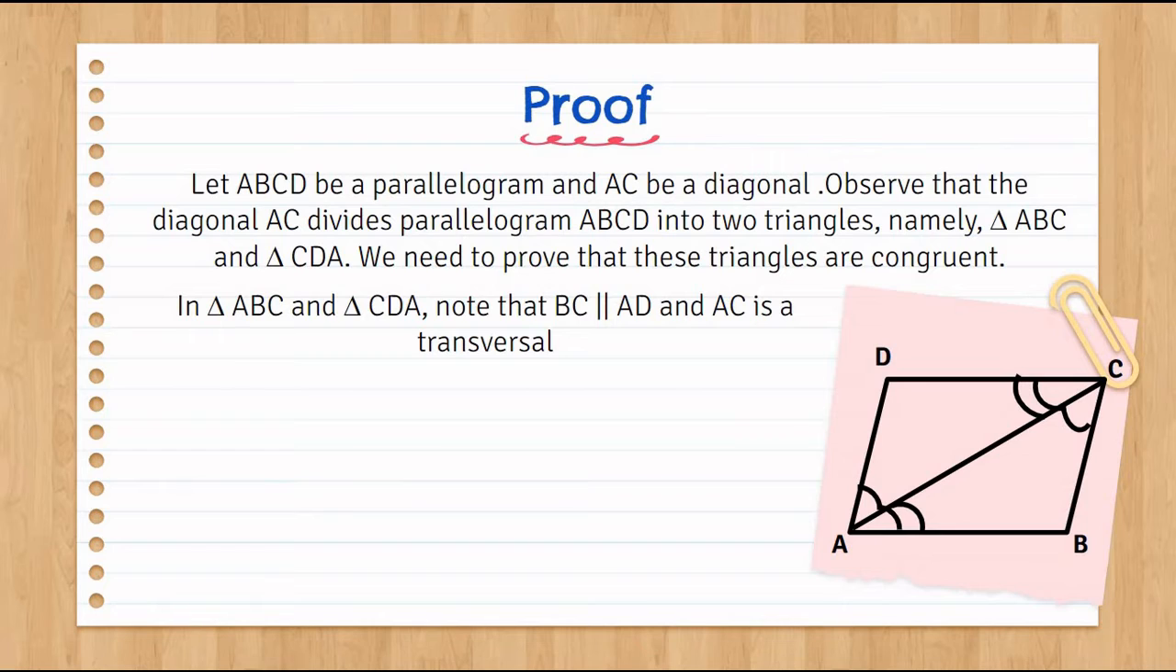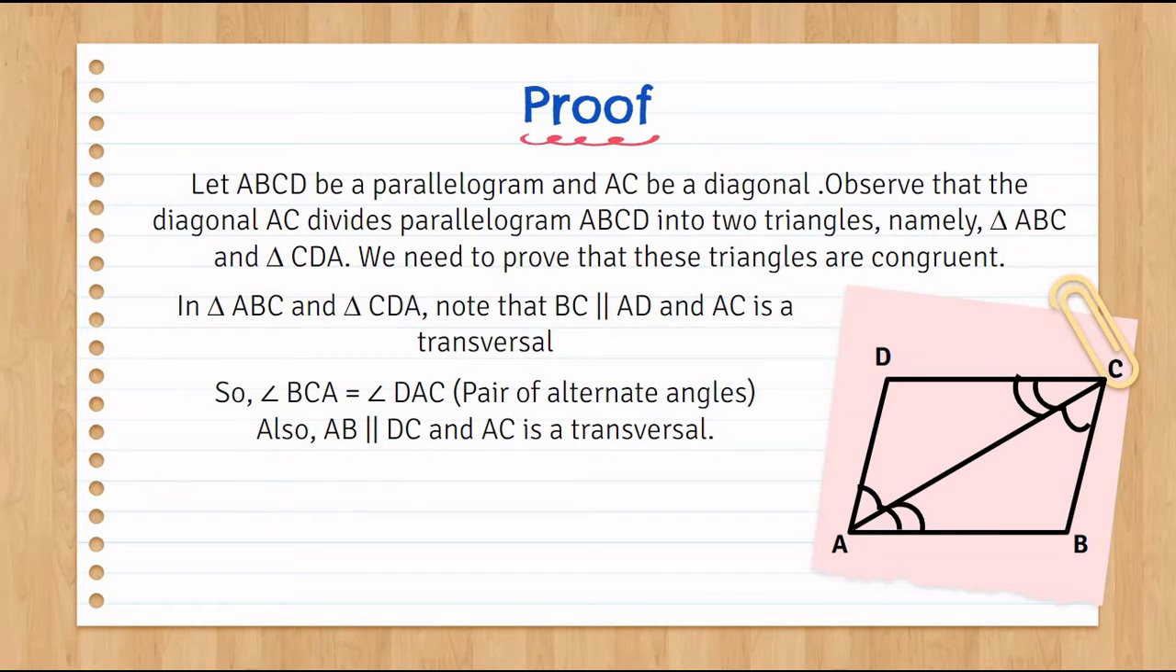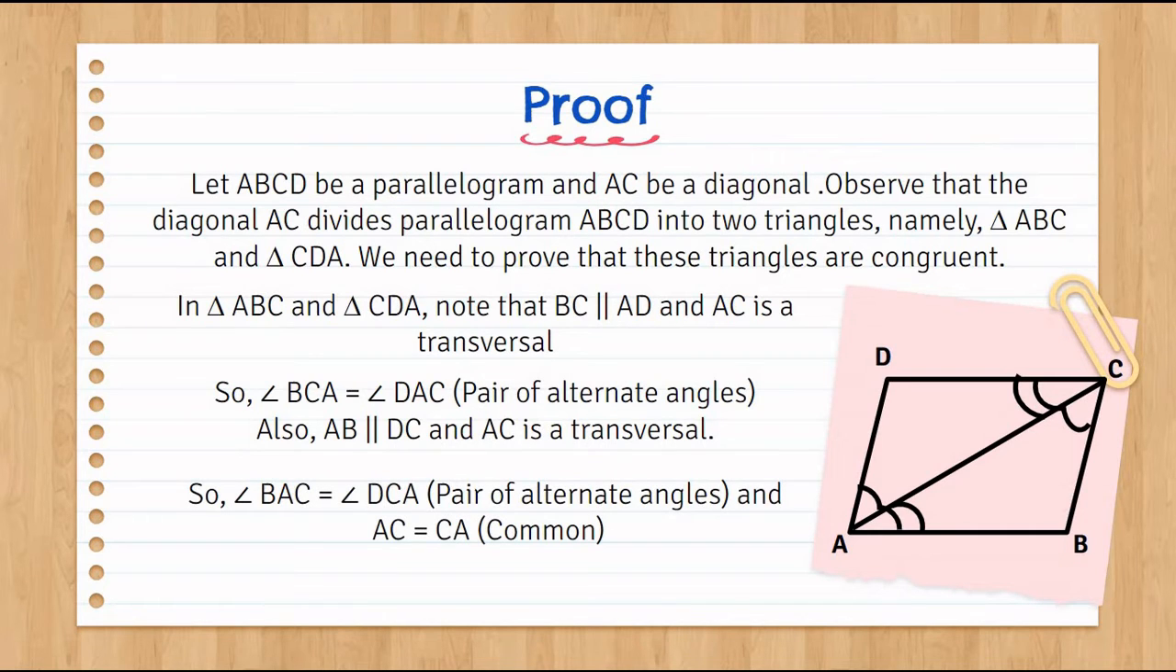So what can we write from it? We can write angle BCA is equal to angle DAC. The reason is the pair of alternate angles. Also we know that AB is parallel to DC and AC is a transversal. So again angle BAC is equal to angle DCA. The reason is again the pair of alternate angles. And the last common thing that we have is AC is equal to CA.